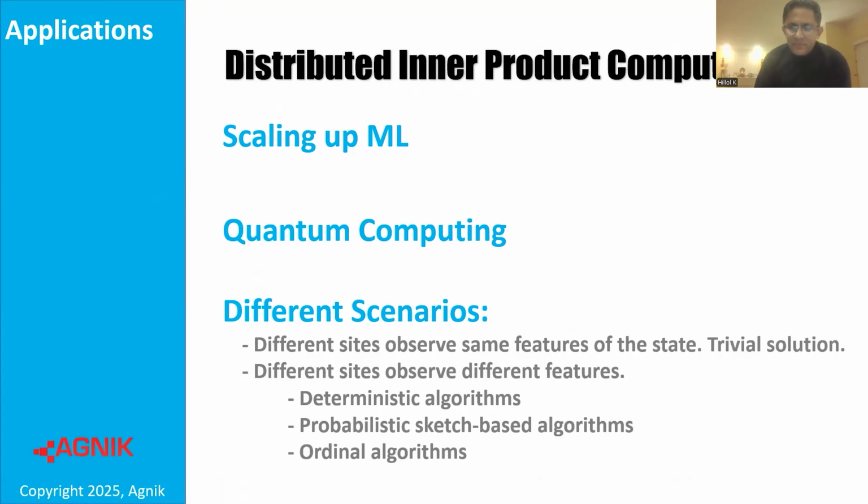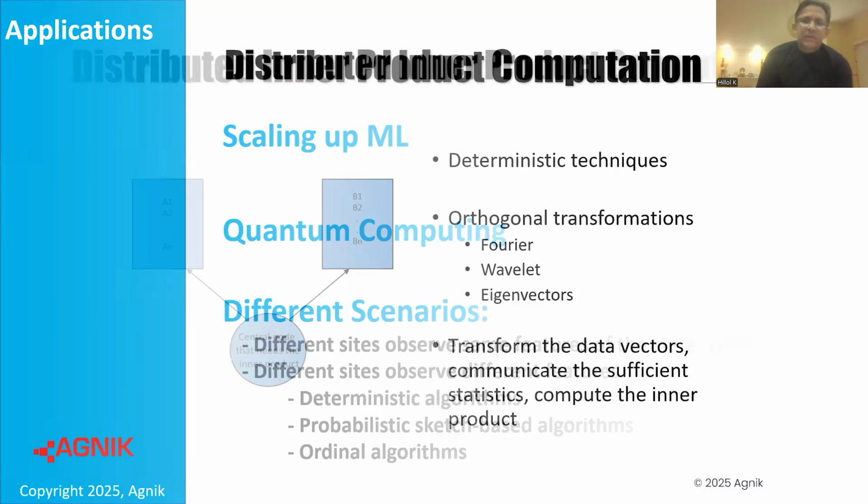There are different types of algorithms for that. For example, deterministic algorithms, which we'll talk about, and then probabilistic sketch-based algorithms. We are also going to talk about ordinal algorithms. I'm going to explain what they are: they're fundamentally order statistics-based approaches. So we're going to talk about these three and a few other things. Let's move on to the next slide.